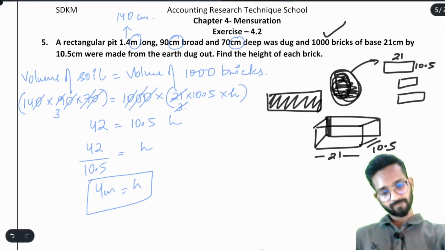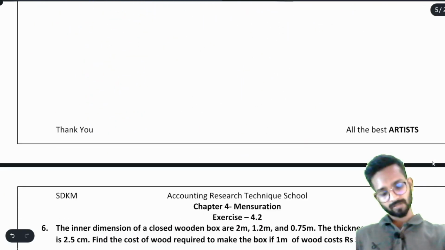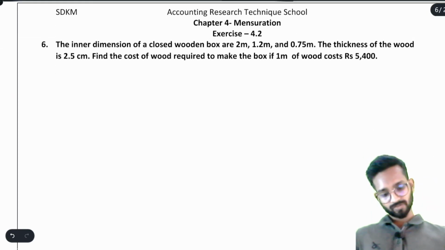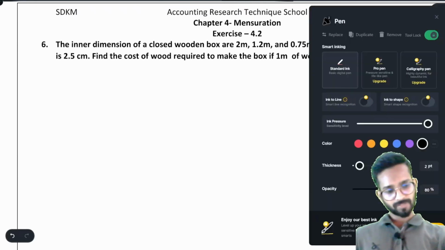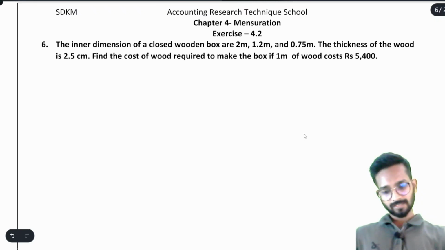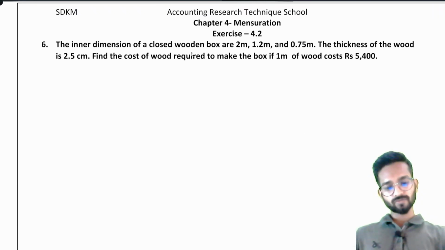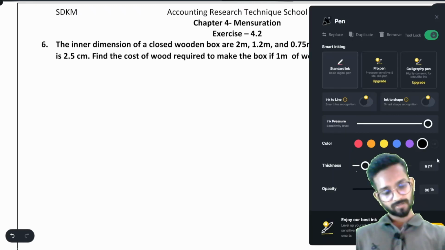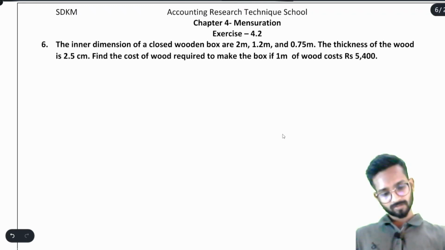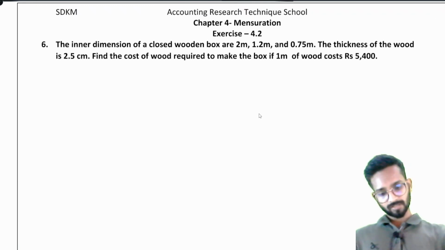Now moving further to the next question, question number 6. Again, be very careful. Again, we need to picture this question. The inner dimensions of a closed wooden box are 2 meter, 1.2 meter and 0.75 meter. Please look at it very, very carefully. Check the dimensions of the closed wooden box.